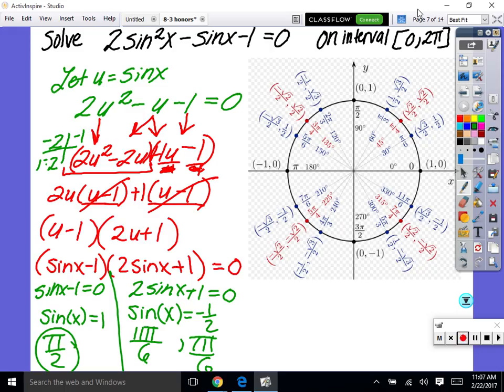Well, if you just think about how the unit circle works, there's going to be 2 places where it equals negative 1/2, right? Because they're x, y points that are the same, just with different signs. Good question. So we have 3 in here.